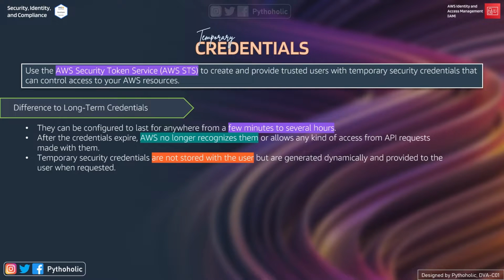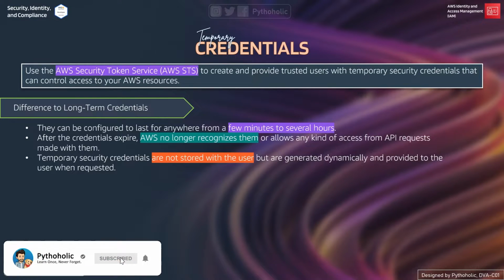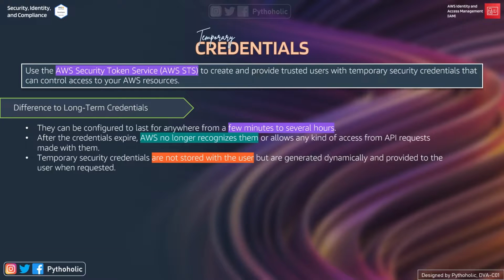Here you must focus on the term use STS to provide trusted users the access. We are providing access to the trusted users because we have a mechanism to validate who is a trusted user. And now what AWS STS has to do is to provide the user with a temporary credential to access the services, considering the fact that a role is already defined for that access. And that's a simple thing to do, but it has a lot of details involved in that. Now let's see what are its differences to long-term credentials.